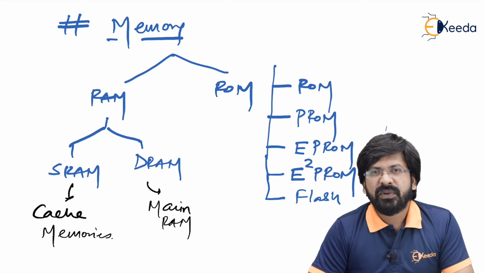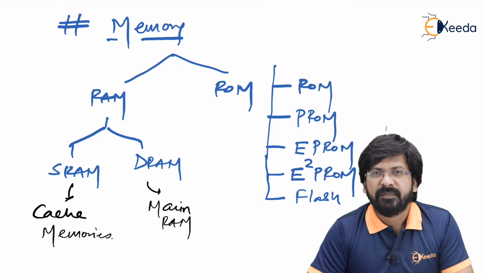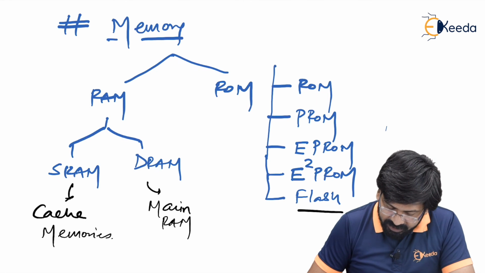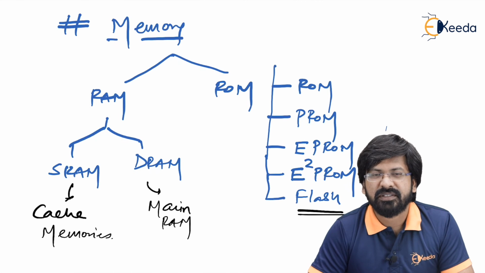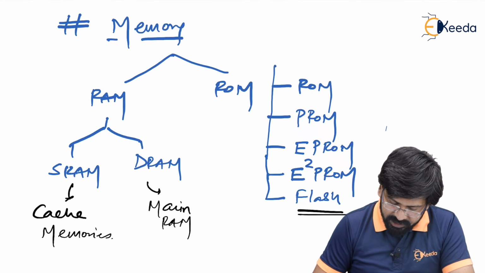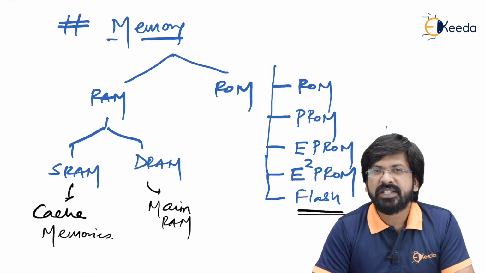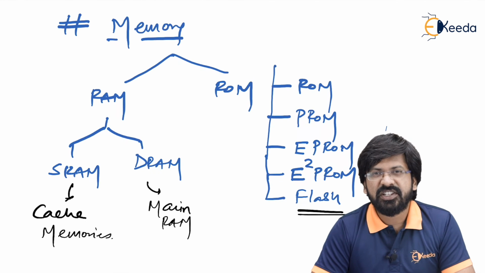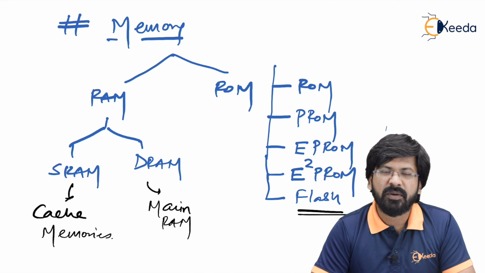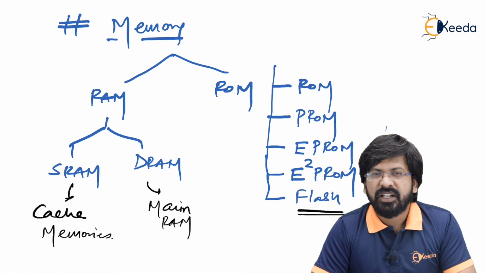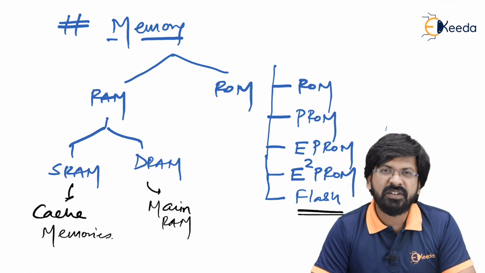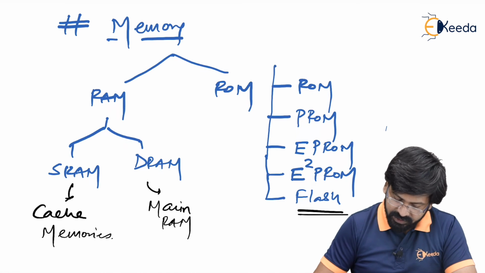Now the advanced version of E2PROM is flash memory. This is the memory that you now use inside your USB, that is Universal Serial Bus. The reason it is called flash is that the erasure speed is very fast as compared to E2PROM. We can say that the data inside the flash can be erased instantly, that is within a flash, within a second, and that's the reason why it is named flash.